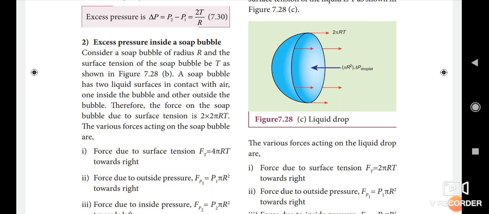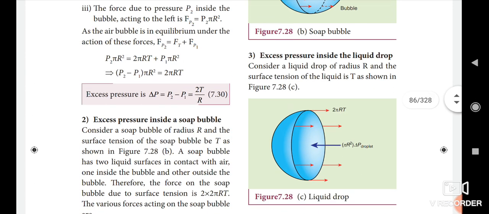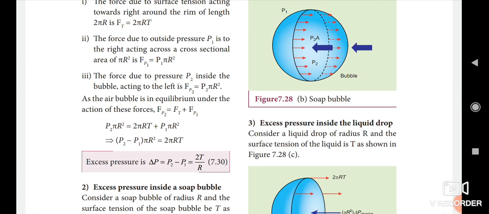So here consider a soap bubble of radius r, the same one. Here also consider figure 7.28. Consider the soap bubble of radius r and the surface tension. Here also it has some surface tension that is taken as T.